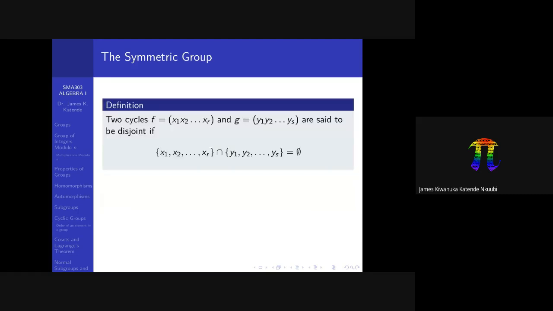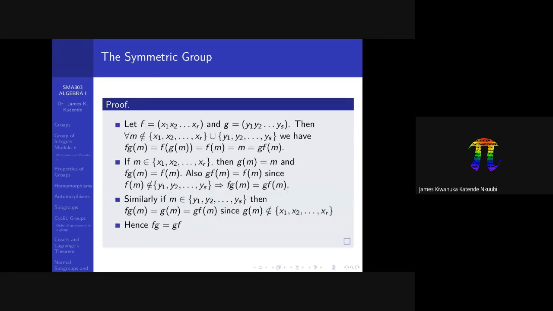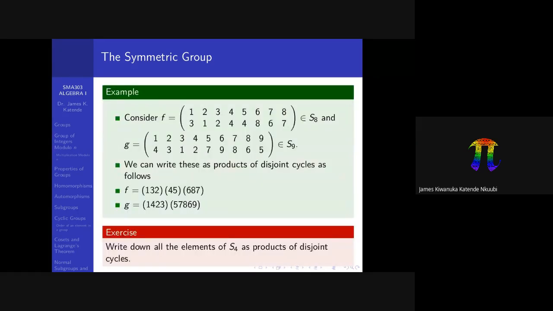So what we are claiming further is that we have shown that disjoint cycles commute, but we have also now made another claim here that any permutation can be written uniquely as a product of disjoint cycles up to order. Order means since disjoint cycles commute, it doesn't matter how you order them. You can order them in any fashion you wish. So that's the only difference you can have, but the cycles will be unique. Now this product is called the canonical factorization of f. We shall not prove this, but we shall consider an example.